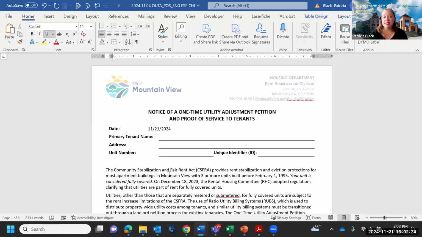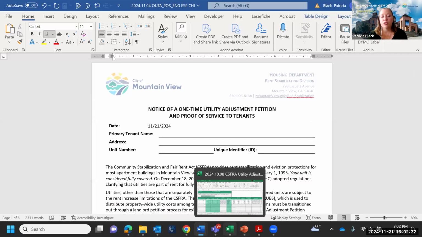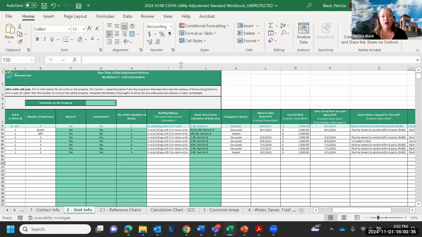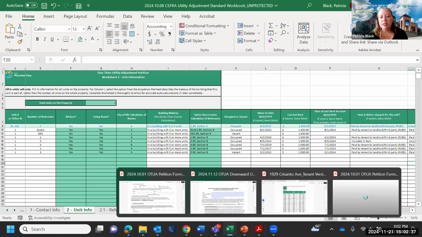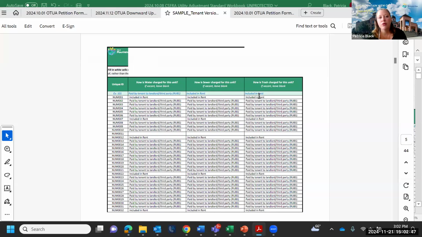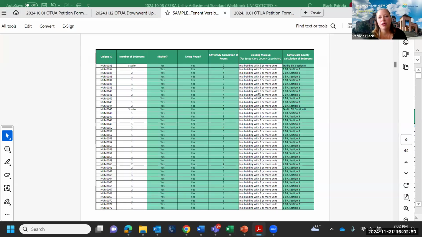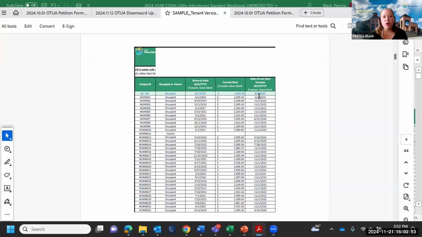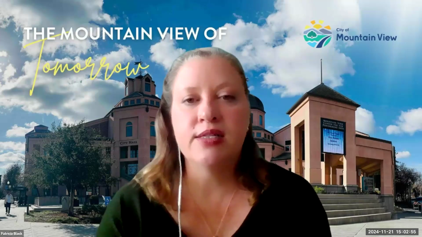You will provide that to your tenants, and then your tenants will take their unique ID and figure out which unique ID is their information on this worksheet. Okay, so let me see if we can take a look at this one more time. So their proof of service will say something like 001 on it. They're going to look for 001 on here, and then they're going to go through the workbook for their unit. Okay, so that's how that works. And again, we've tried to make it as user-friendly for you as possible, and hopefully it is.